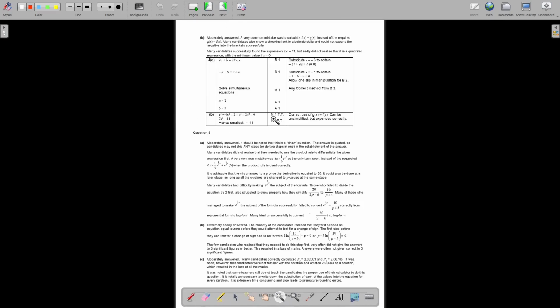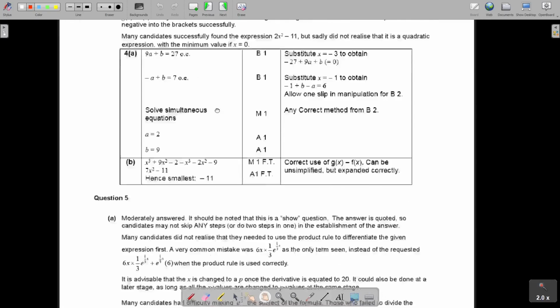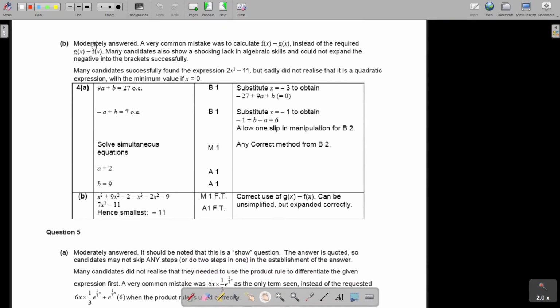Okay, and then just part B, I can maybe show you here. It's moderately answered. A very common mistake was to calculate this instead of the required expression. So make sure you put the correct one in front. It's not addition. Many candidates also showed a shocking lack of algebraic skills and could not expand the negative into the bracket successfully, also ordinary. Many candidates successfully found the expression, but sadly did not realize that it is a quadratic expression with a minimum value if x is equal to 0.